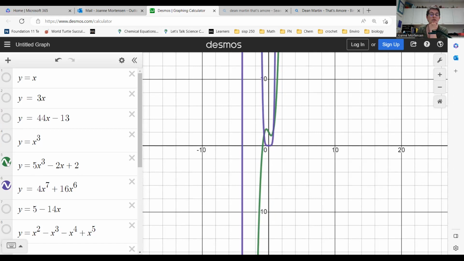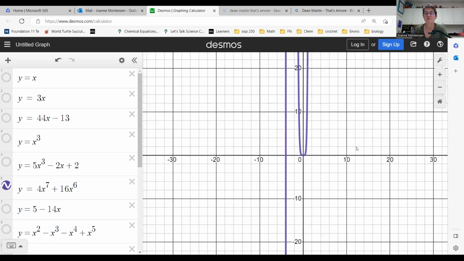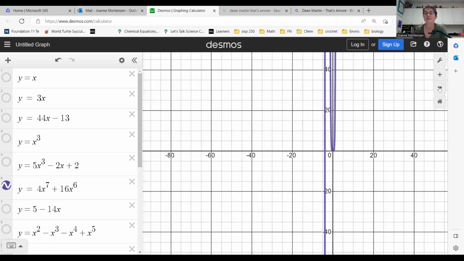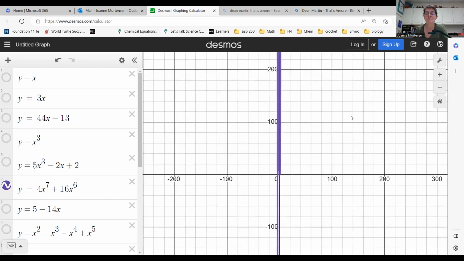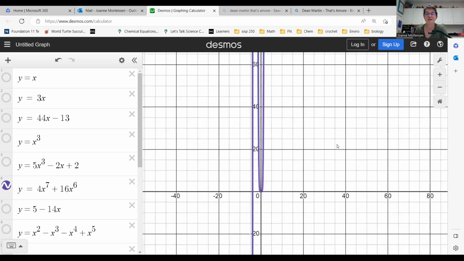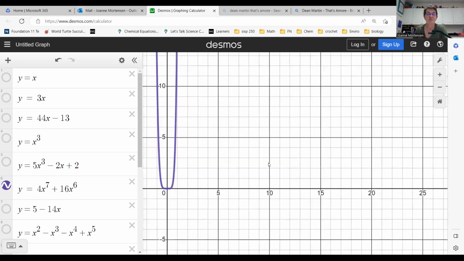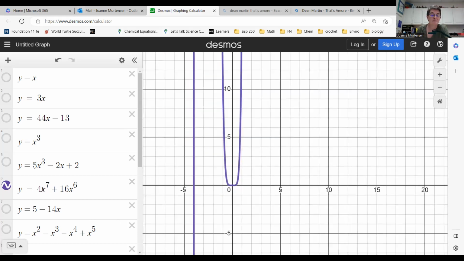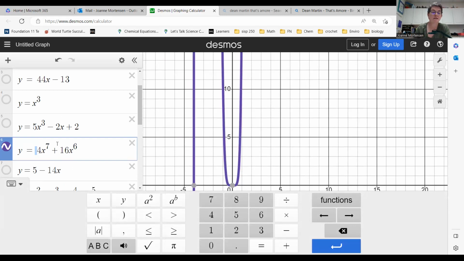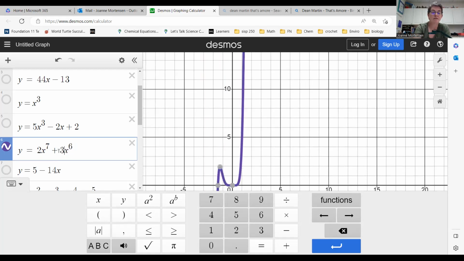And oh goodness. Okay, this is 4x to the 7 plus 16x to the 6. Let me zoom way out. Oh, okay, I think my numbers got way too big. You can't really see. All right, I'm just going to try something. Nope, that didn't make it prettier. Well, let's make that 2. And this is what I love about Desmos. We'll make that 3. Oh, there.